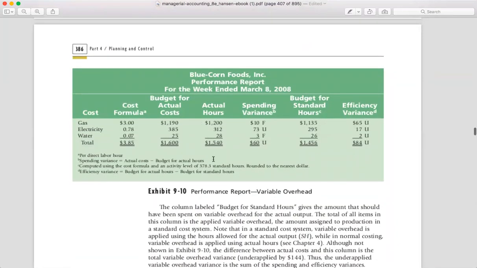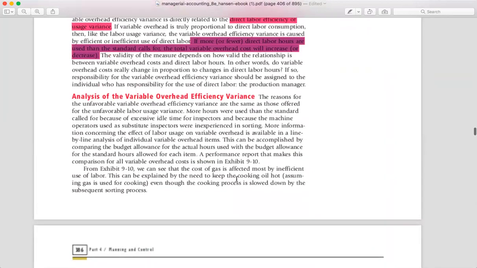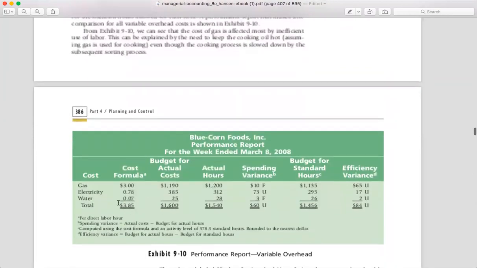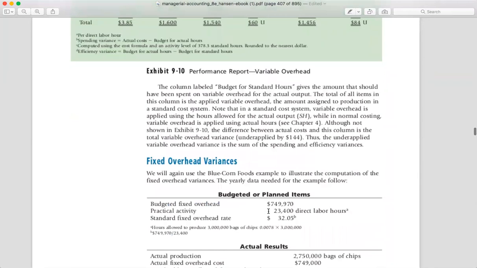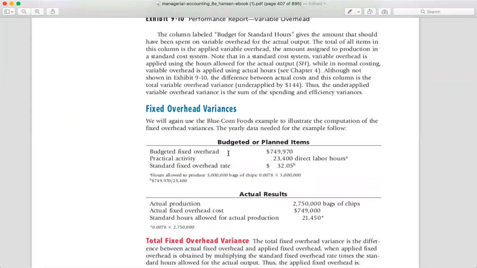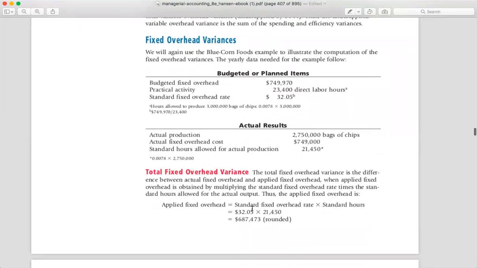So this is a performance report with the cost formula, budget, actual hours, spending variance, and efficiency variance. This is based on the one that we've done above. And this is for the fixed overhead variance. This is budgeted. So how to calculate the total? The total fixed overhead variance is the difference between the actual and the applied fixed overhead. Applied is obtained by multiplying the standard fixed overhead rate with the standard hours allowed for the actual output.